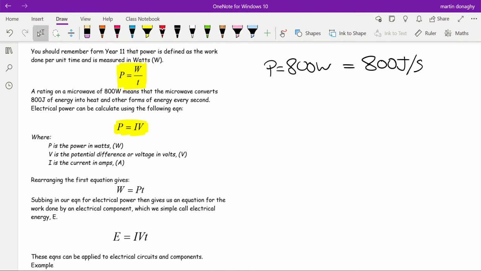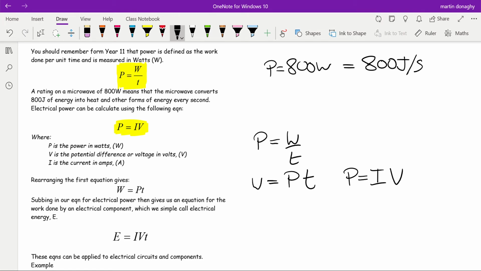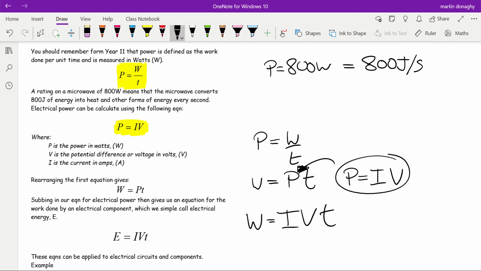Now, rearranging our first equation, we've got power equals work done divided by time. Therefore, work done, or energy, is equal to power times time. That's just multiplying both sides by T. But what we know from our equation for electrical power is that P is equal to IV. So if we take this and sub it in for the P in our equation, we get that the work done is equal to IV times T. We can rearrange those letters any way we want.